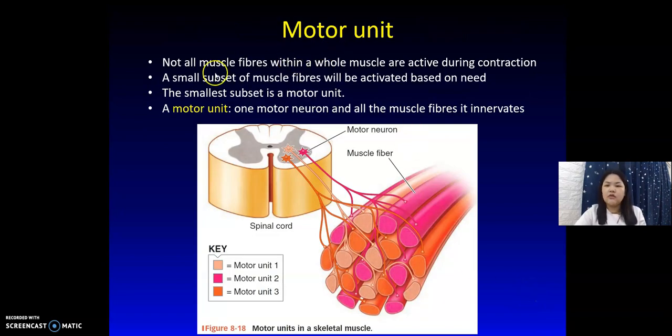Motor unit. Not all the muscle fibers within a whole muscle are active during contraction. A small subset of the muscle fibers will be activated based on the need. The smaller subset is a motor unit. A motor unit is defined as one motor neuron and all the muscle fibers it innervates. This is a single motor neuron. This is another motor neuron, and this is another motor neuron.